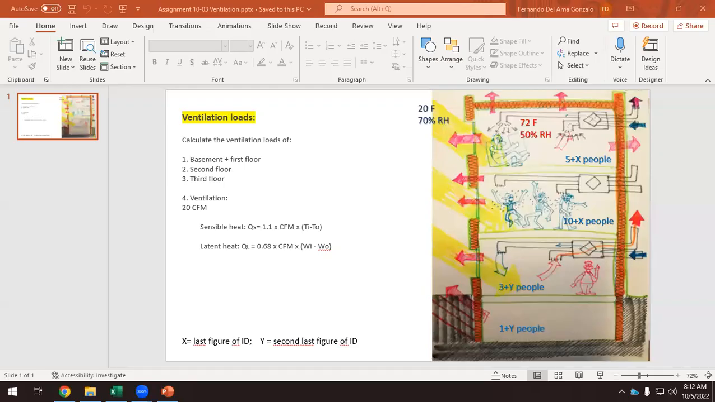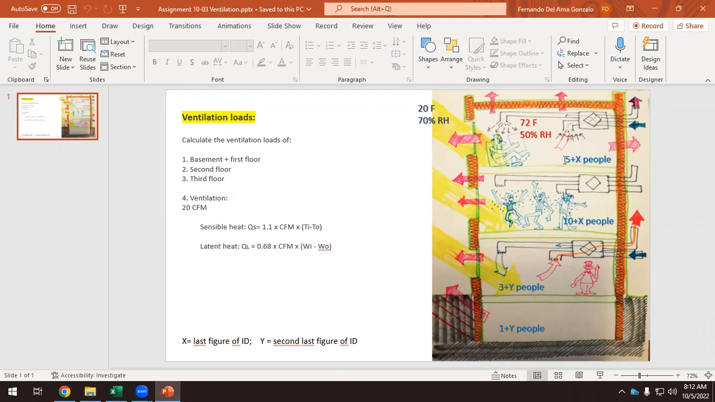Okay, so first, we're going to analyze the assignment. We have to calculate ventilation loads on all the floors. We can assume that the basement and the first floor come together. We have the same owner for the basement and the first floor, and then different owners for the second and the third floor.